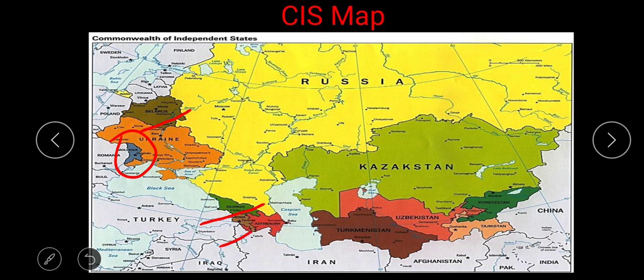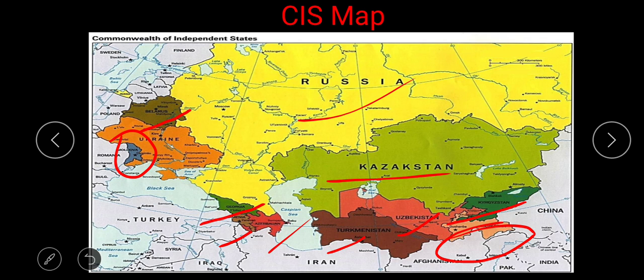Armenia and Azerbaijan are there. Kazakhstan is also a member. Russia, we all know, is a member of CIS. Then Uzbekistan is there, Turkmenistan also is there, Kyrgyzstan also is there, but Tajikistan is not part of the CIS.